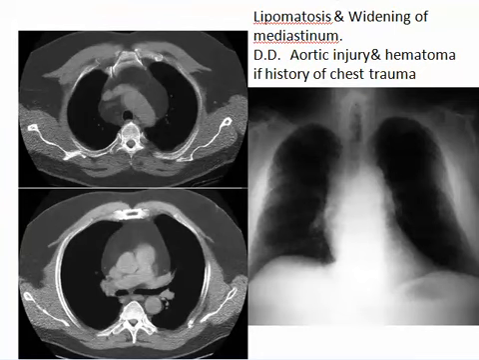This one here, we have soft tissue surrounding the aorta of the same density as fat, and this is called lipomatosis and widening of the mediastinum, but this could be due to a hematoma or aortic injury according to the history. We should exclude history of hematoma or history of aortic injury to describe this as fat and only fat. In case it is fat and only fat, it is lipomatosis.